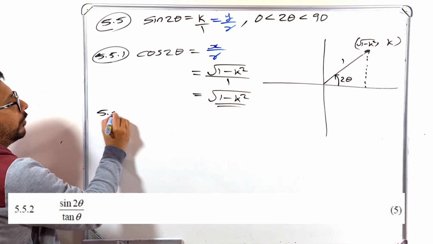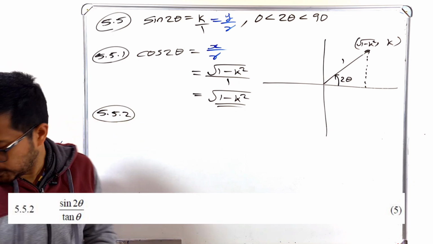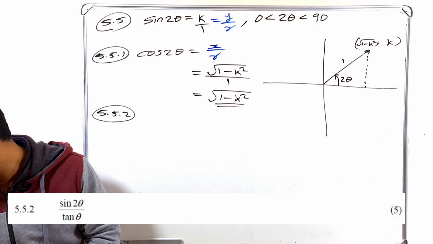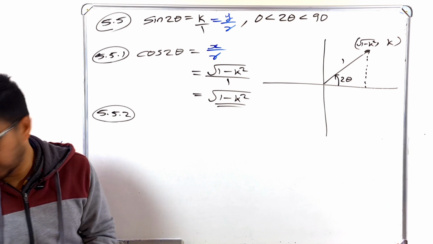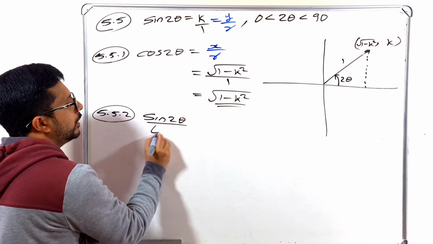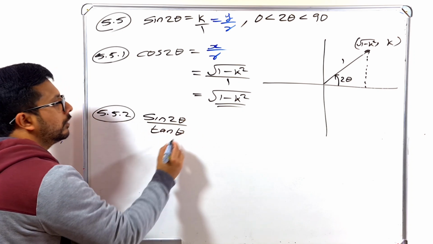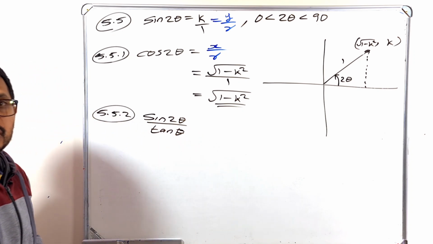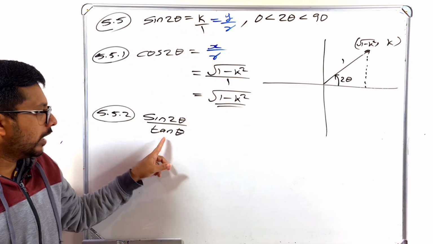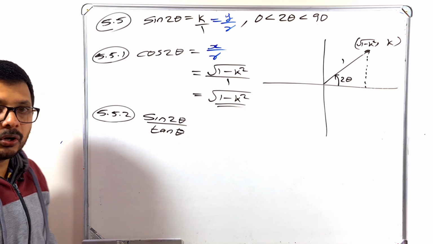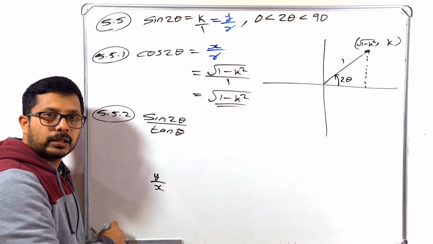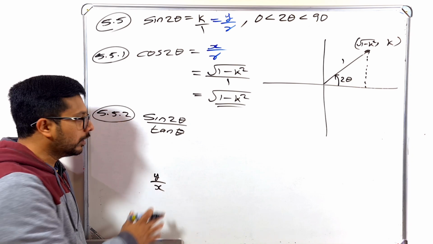Second question, 5.5.2. What is that one? Sine 2 theta divided by tan theta. Okay. Second one, sine 2 theta divided by tan theta. So here you must be careful. Sine 2 theta, we know that it is k. Okay. But tan theta, so don't write here tan, definition of tan is y over x and substitute the values. No, it's wrong.